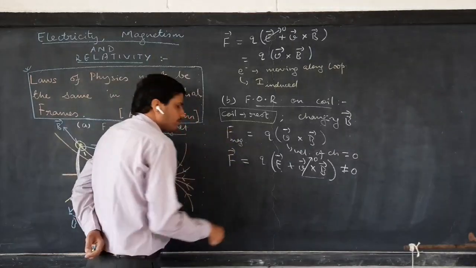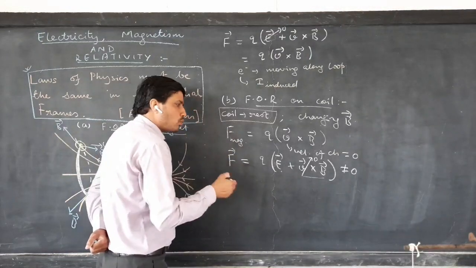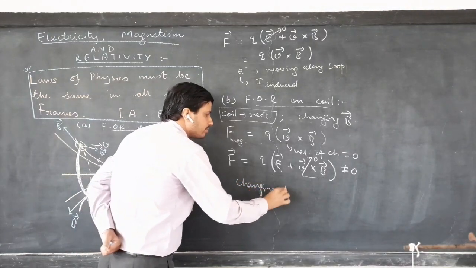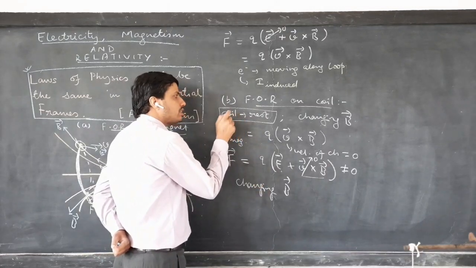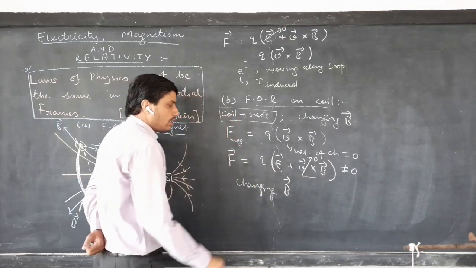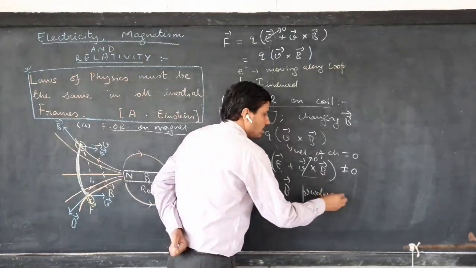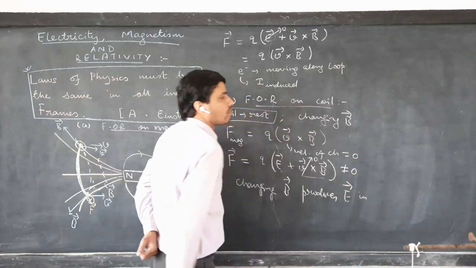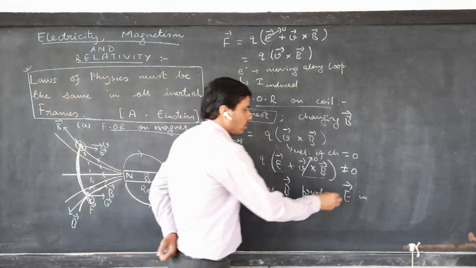And this helps you to think and propose that a changing magnetic field, as observed by the person who is resting on the coil, must produce an electric field in the coil, in fact along the coil.